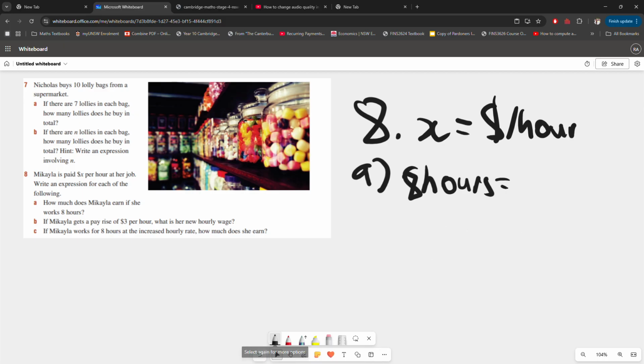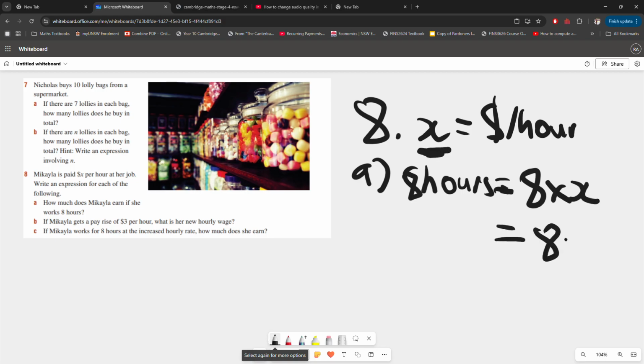We can use that same type of understanding for this question. So if I worked 8 hours, it would be 8 times, in the previous part it was 15, but here we've got x as our hourly rate. So it's 8 times x, which equals 8x. Remember in algebra, this multiplication is kind of invisible when we write it. There is an imaginary multiplication in there, but we don't usually write it, okay? So that would be your answer, 8x.